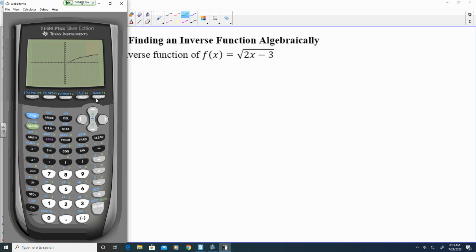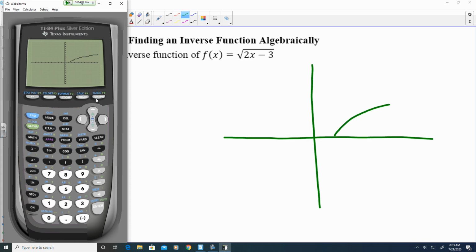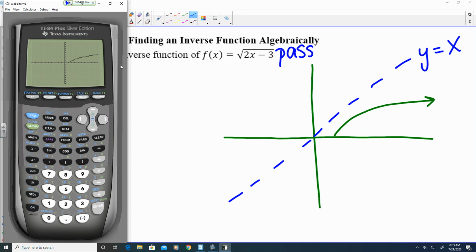Okay, so I am going to graph this time, since we're talking about the graphing relationship. Looks like that. Okay, remember I mentioned that the function and its inverse should be reflected over this line, y equals x. I'm going to put in here as a dashed line. So we know this passes HLT, so we can continue on finding the inverse.